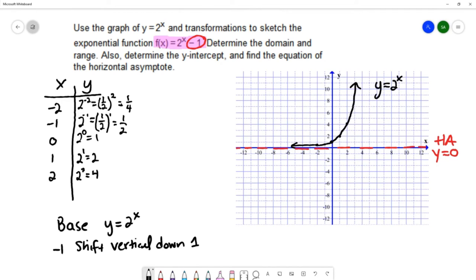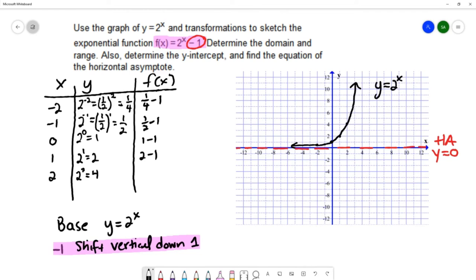So we're going to take all of the points on the graph of that base function and shift them down 1. So this transformation is only affecting the y coordinate because it's a vertical transformation. So if I want to think about the y values on the graph of f of x, remember I said the x values are not going to change, only the y values. All of those y values will get subtracted by 1. We're going down 1, those values get subtracted by 1. So if I take each of these y values, 1/4 minus 1, 1/2 minus 1, 1 minus 1, 2 minus 1, and 4 minus 1, these are going to give me all of the y values on the graph of f of x.